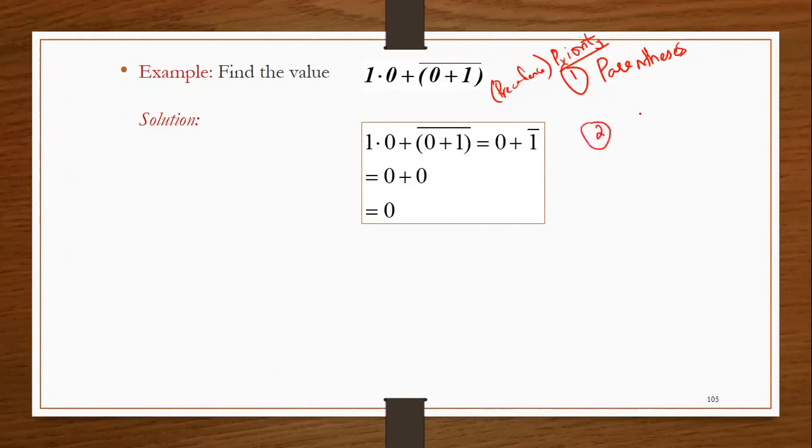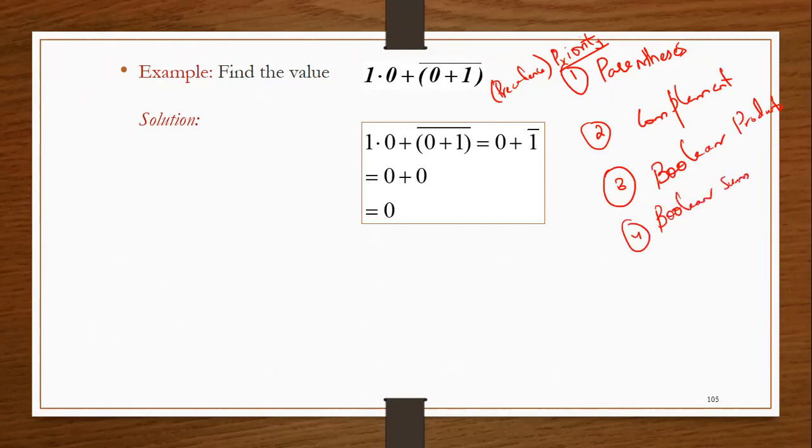Then second will be complement. And then third we will have Boolean products. That is, the and operation should be done next. And finally, the last priority will be for Boolean sum. Now here, for this problem, just ignore the solution and look over here.